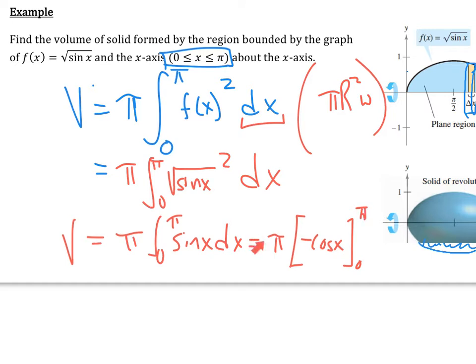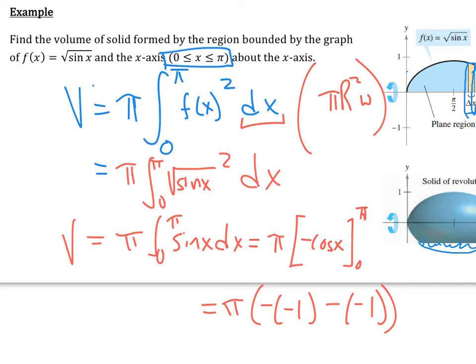Don't forget this pi out here, and don't get that mixed up with this pi. These are our bounds. This is the pi that comes from the formula for volume of a cylinder. So this is pi times, plug in pi here, negative cosine of pi. So careful with that negative. So it's negative, and the cosine of pi is negative 1, minus negative, got a whole bunch of negatives here. Gotta be careful with the parentheses. Cosine of 0 is 1.